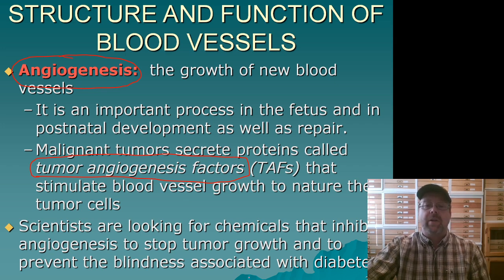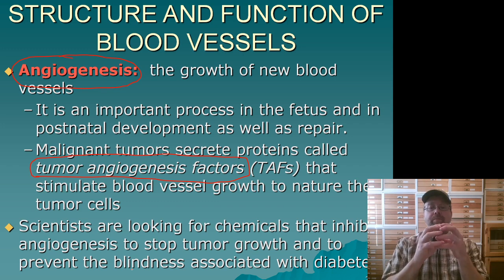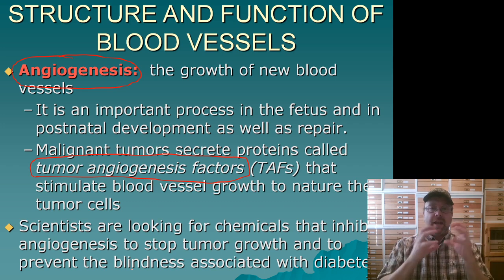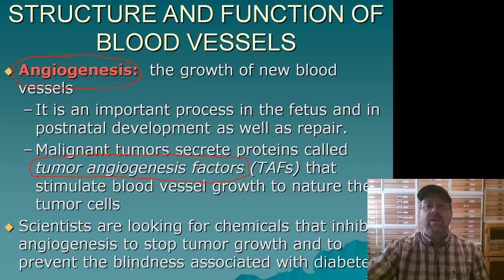So, for example, some types of cancer, not all cancer, but some types of cancer, build their own blood vessels. So the tumor actually grows its own blood vessels, and then those blood vessels are feeding the tumor. And so scientists are looking into angiogenesis to inhibit all that blood vessel growth. And if we can do that, we just starve the tumor and it can't survive.